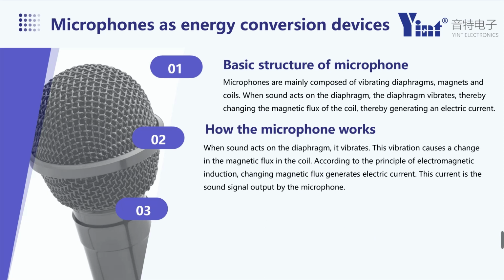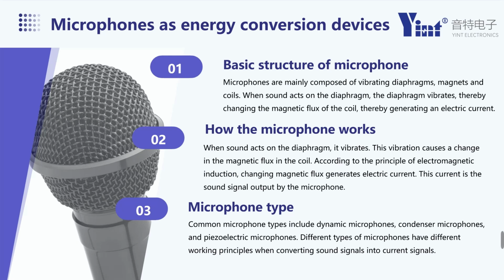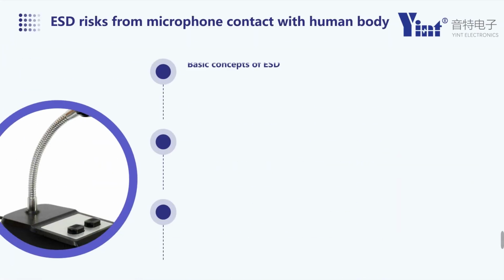This vibration causes a change in the magnetic flux in the coil. According to the principle of electromagnetic induction, changing magnetic flux generates electric current. This current is the sound signal output by the microphone. Common microphone types include dynamic microphones, condenser microphones, and piezoelectric microphones. Different types of microphones have different working principles when converting sound signals into current signals.